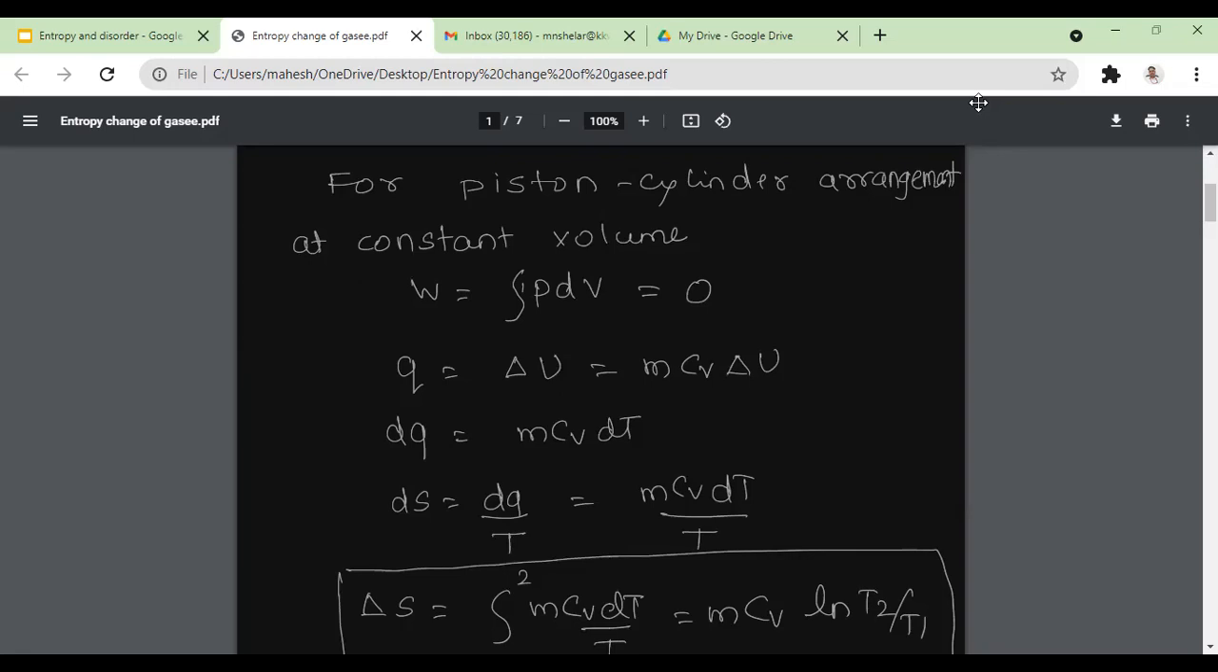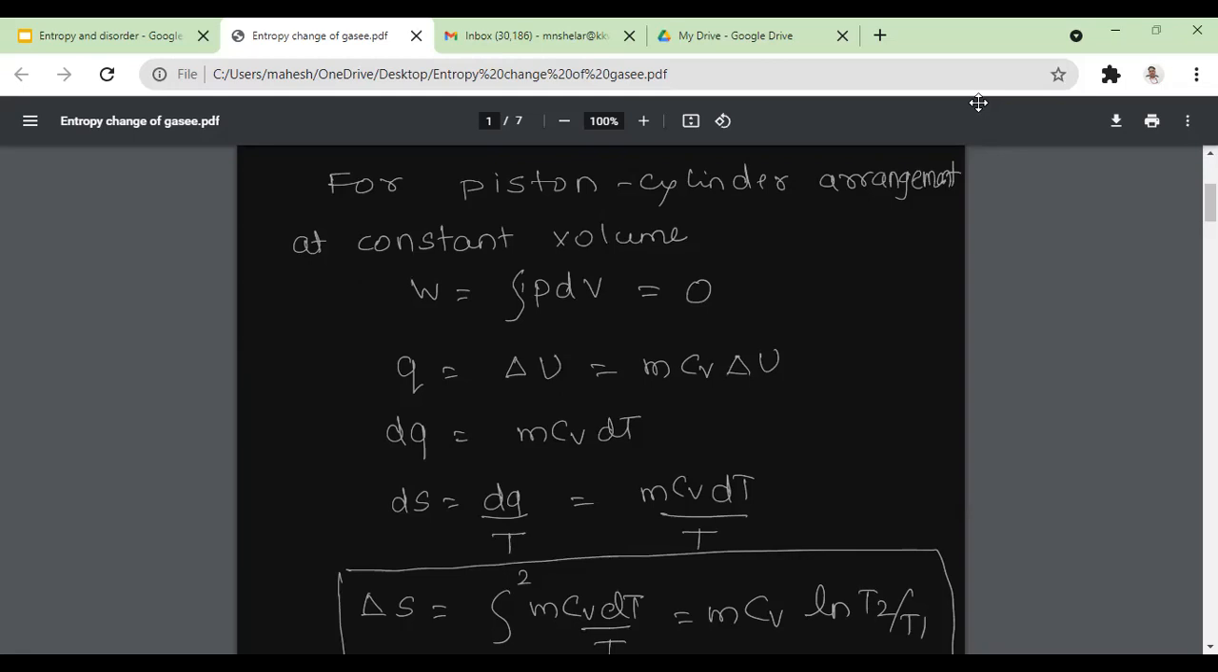Here it has to be mCv delta T, not delta U. So mass into specific heat into change in temperature. In differential form, you can say dQ is equal to mCv dT, where m is the mass, Cv is the specific heat at constant volume, and dT is the differential change in temperature.